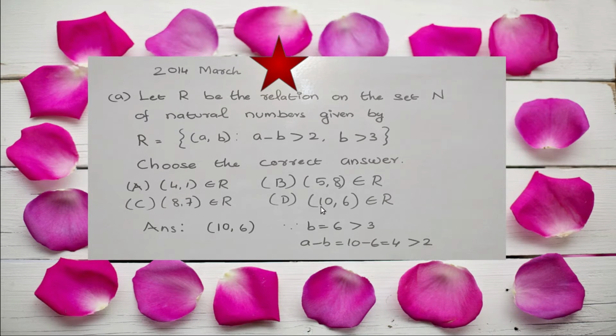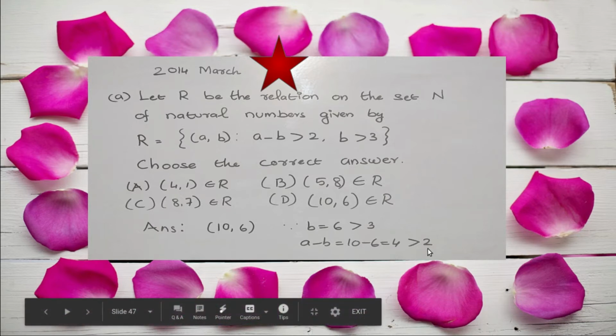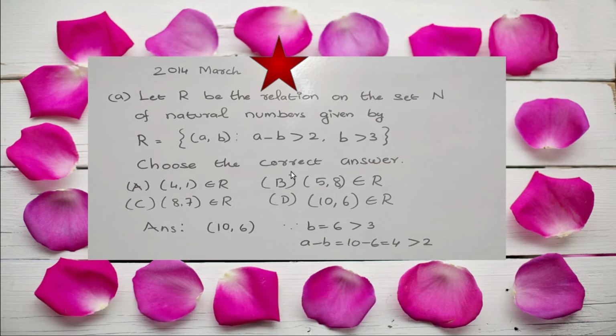Now consider ordered pair (10, 6). b is clearly greater than 3 and a minus b is 10 minus 6 which is 4, greater than 2. b is 6, greater than 3. a minus b, 10 minus 6, is 4, greater than 2. So this element satisfies these two conditions. So the correct answer is D. (10, 6) belongs to R.